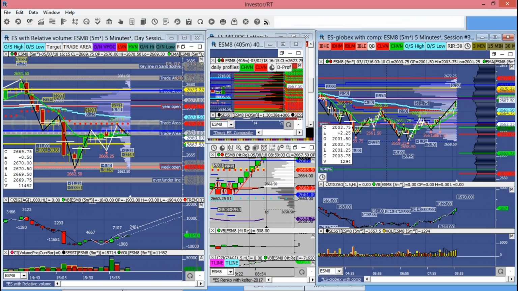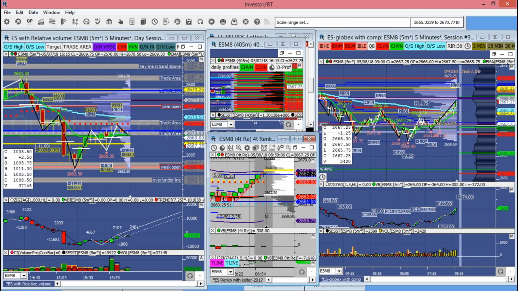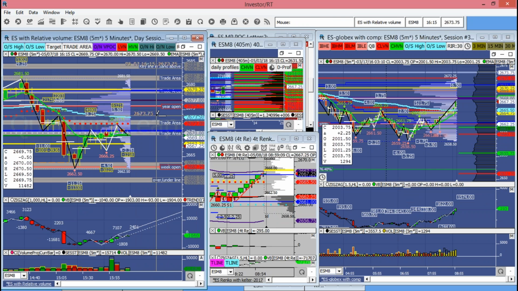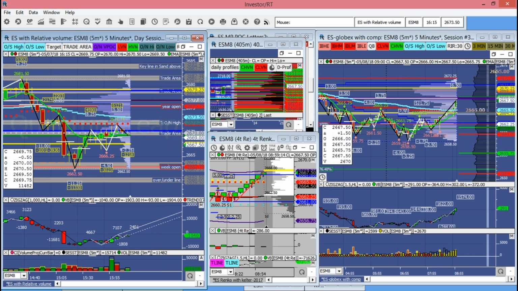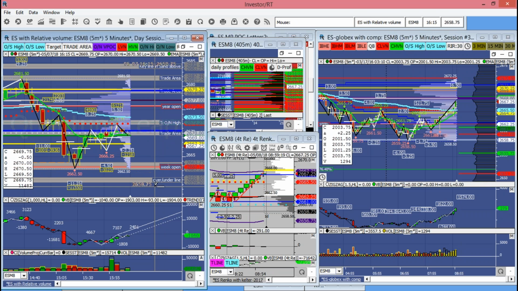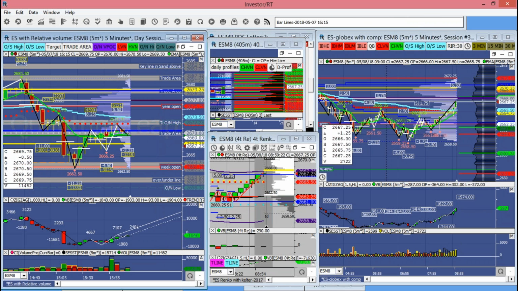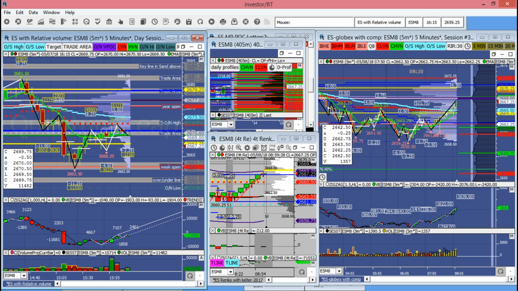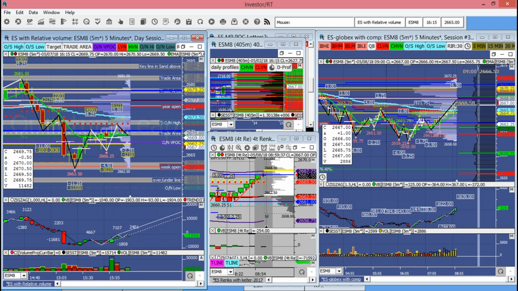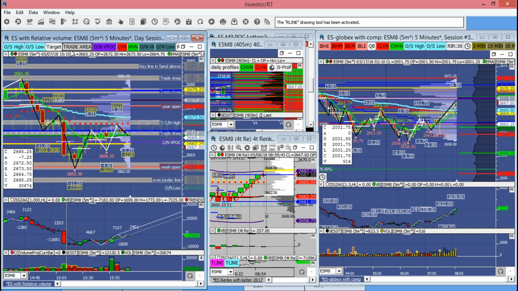So let's take a look at our levels here. Our overnight high is up at 72 and a quarter. Our overnight low is down at 58.50. Our VPOC is not likely going to shift, although it could. It's going to be 68, just inside yesterday's IB. And we've got an LVN here at the 66.50.